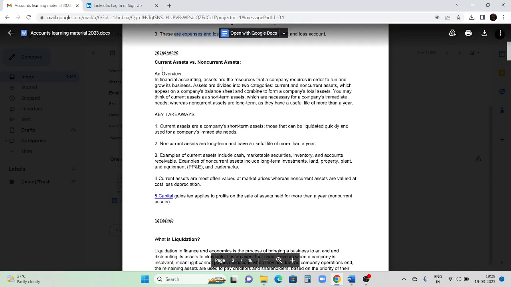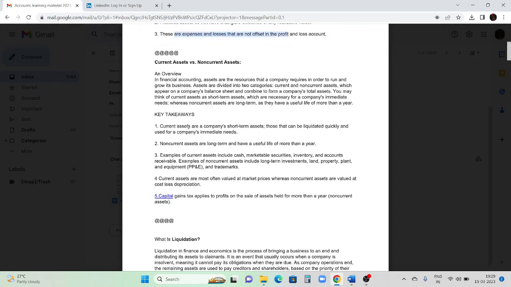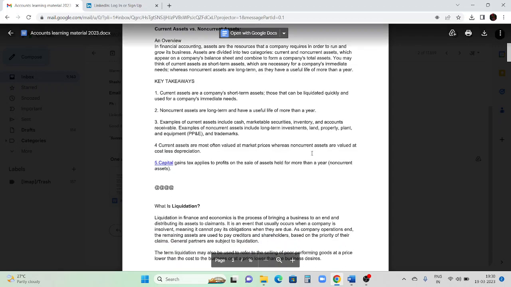Next topic they have given is current assets versus non-current assets. Current assets are a company's short-term assets that can be liquidated quickly and used for a company's immediate needs. Non-current assets are long-term and have a useful life of more than a year. Examples of current assets are cash, marketable securities, inventory, and accounts receivable. Examples of non-current assets are long-term investments, land, property, plant and equipment, and trademarks.